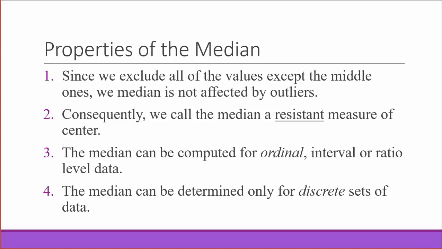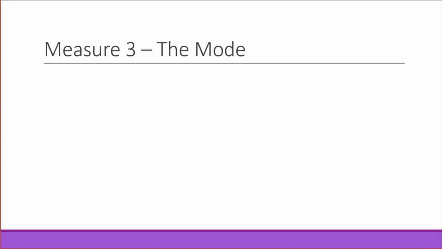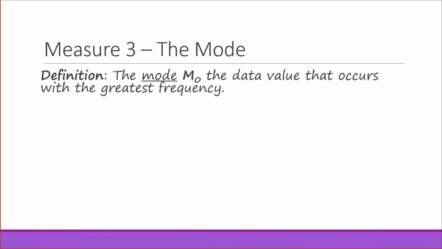So we've talked about the mean, we've talked about the median. Now let's move to the mode. The mode's kind of an interesting measure of center. It has some unique properties to it. So let's go ahead and define it here. The mode, and notice how we have it denoted, m with the subscript of 0, sometimes read m naught, is the data value that occurs with greatest frequency. So the mode is a data value.